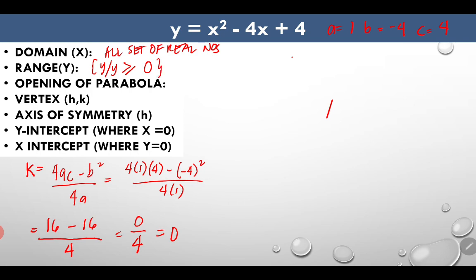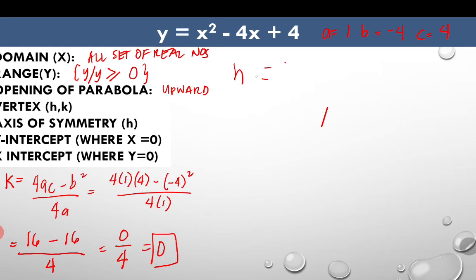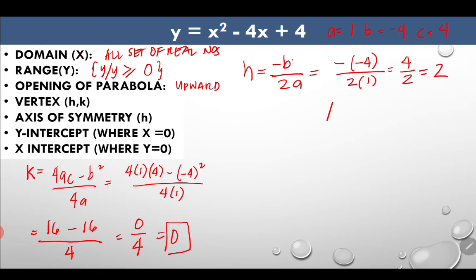So, wala tayong makukuhang negative dapat na value ng y. Okay? So, opening of the parabola, since the a is positive, the parabola opens upward. Vertex natin is h and k. May k na tayo, which is 0. Let us now solve for h. Ang formula ng h natin is equals to negative b over 2a. So, that is negative minus 4 over 2 times 1. That is 4 over 2. 4 divided by 2 is 2. So, our h is 2.